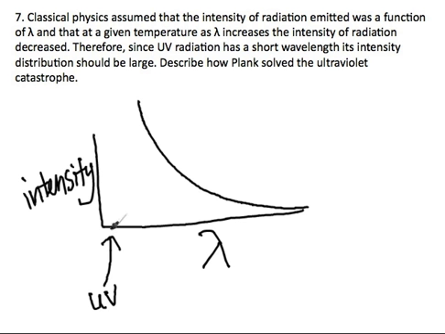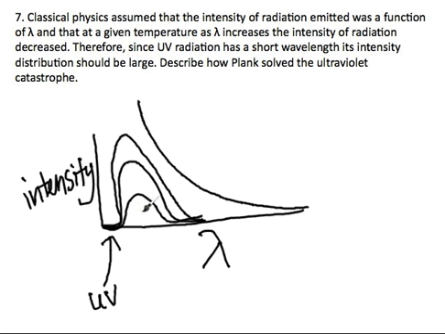Now, Planck proposed this idea that the exchange of energy between matter and radiation occurs in quanta. So he proposed a series of curves that look like this. Each curve represents a different temperature. The lowest curve represents a lower temperature. The highest curve represents a higher temperature.